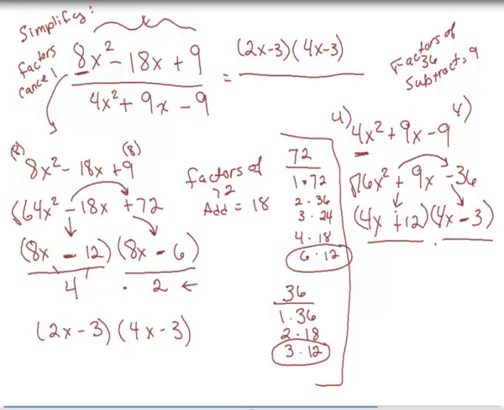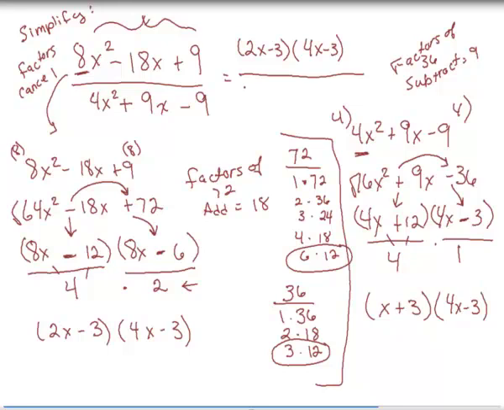Let's get that 4 back off. What's common inside here? 4. What's common inside here? 1. See, 4 times 1 is 4. You divide, you get x plus 3 times 4x minus 3.